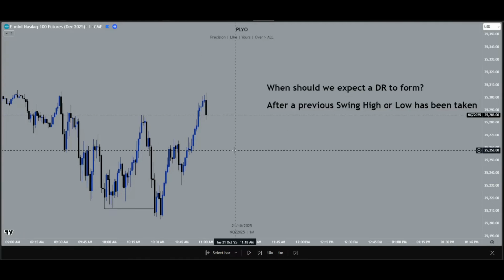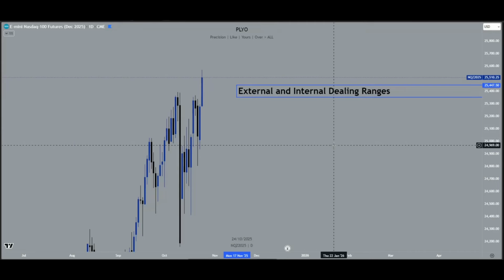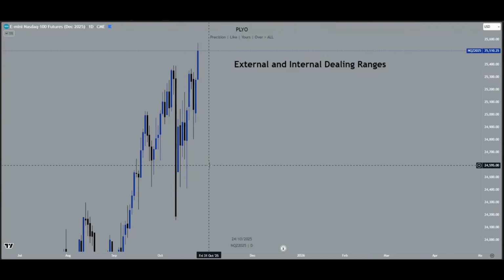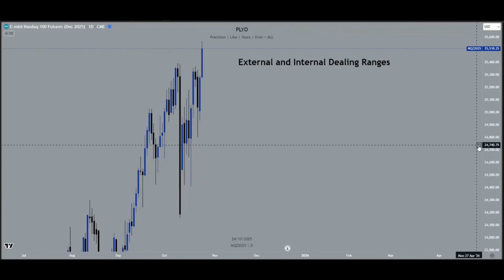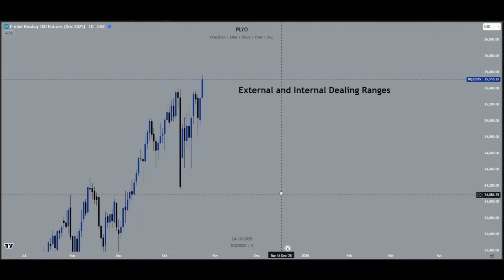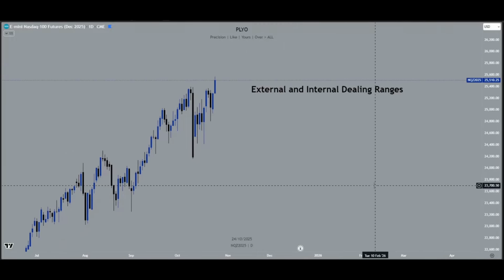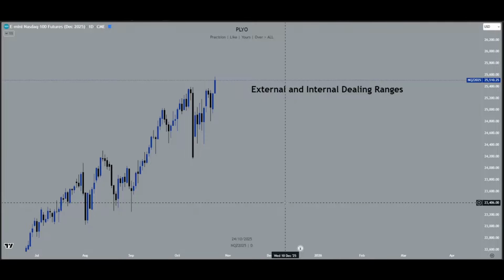Now, we're going to talk about dealing range within another dealing range because it happens a lot. So this last part we're going to talk about is external and internal dealing ranges. What does this mean? External dealing range is your higher time frame dealing range. For example, I've moved all the way up to the daily now. You may be wondering, why on earth are you on the daily here? It's because if you use this concept, it works on every single time frame. It repeats repeatedly on every single time frame.